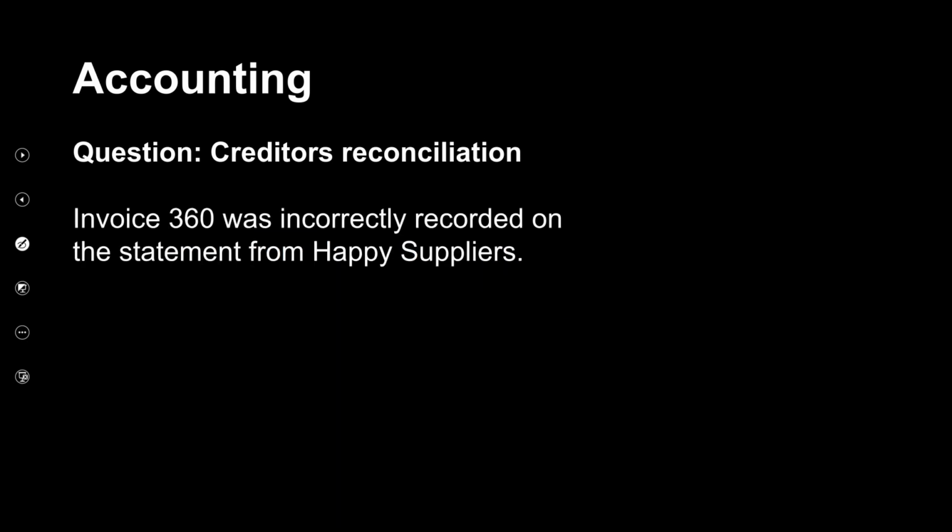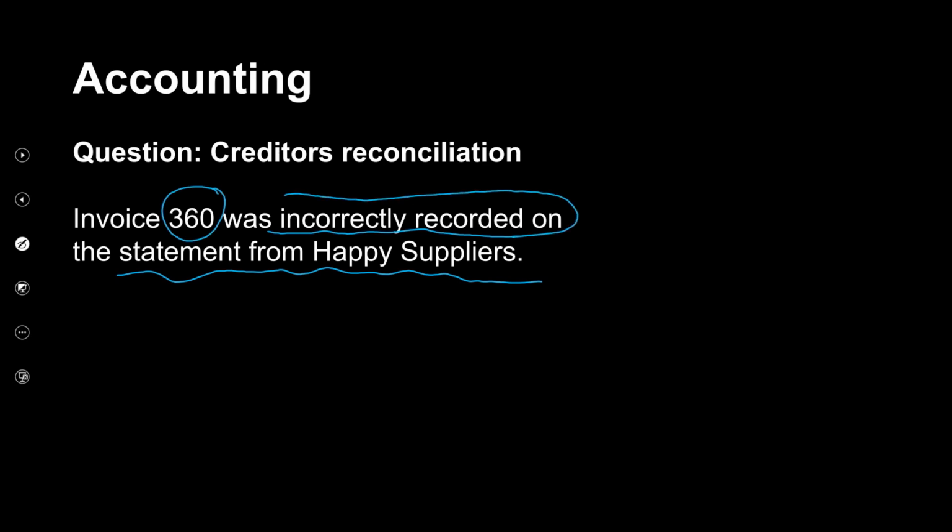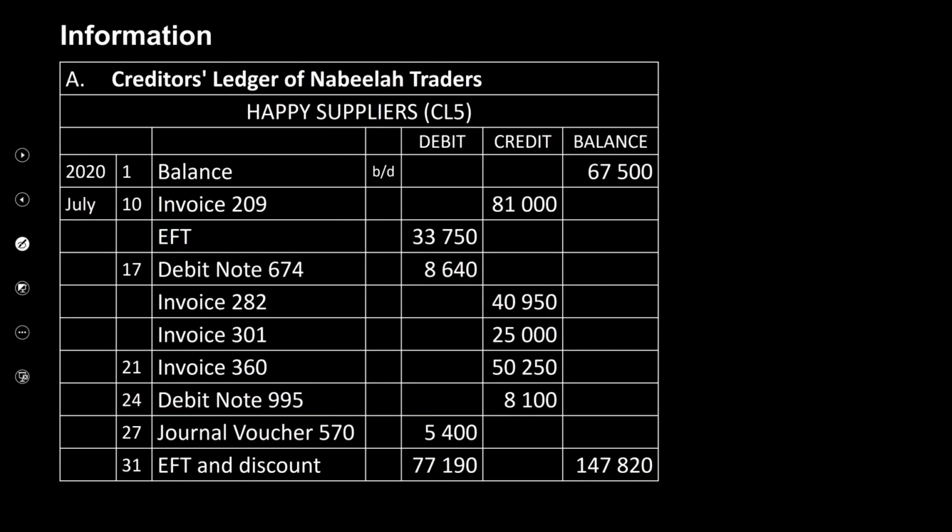Invoice number 360 was incorrectly recorded on the statement from Happy suppliers. Note the difference. First question: who made the error? Invoice number 360 was incorrectly recorded on the statement from Happy suppliers. So immediately we go there and look at our records.